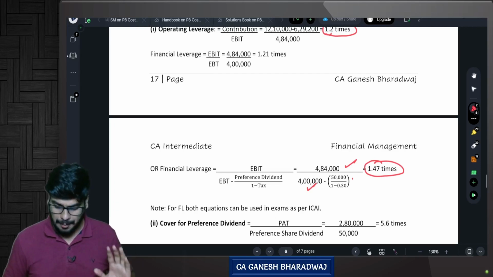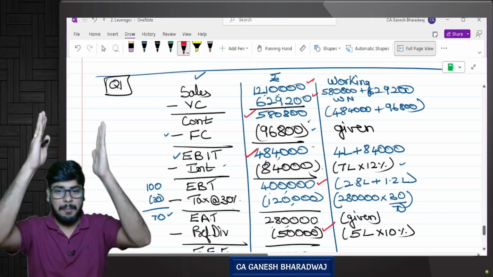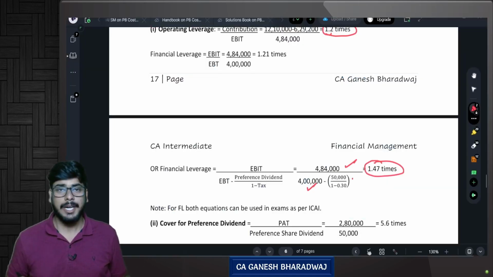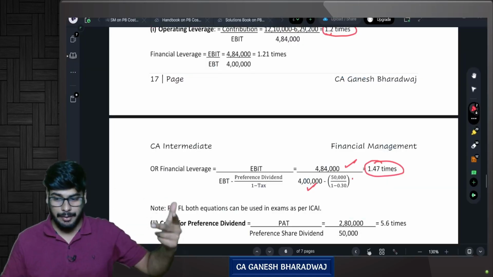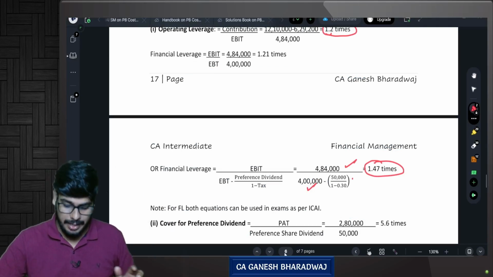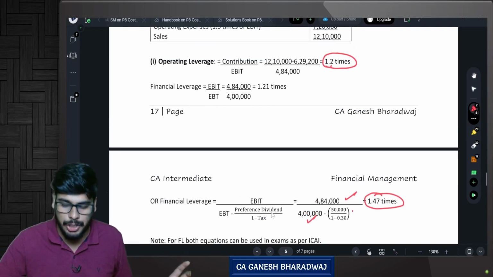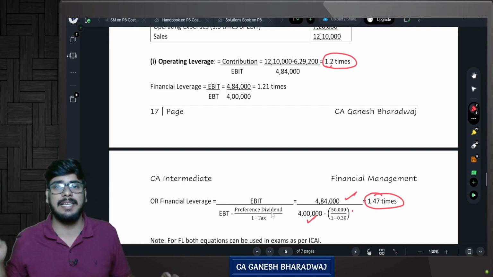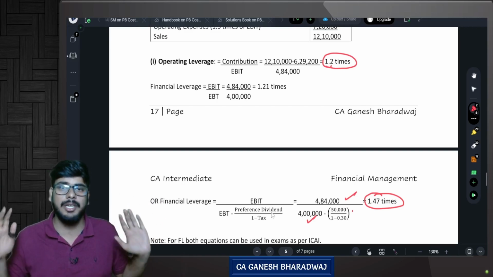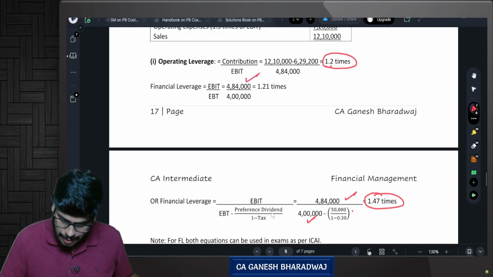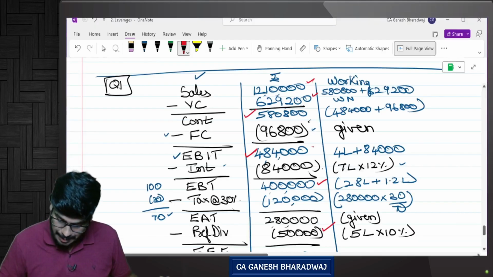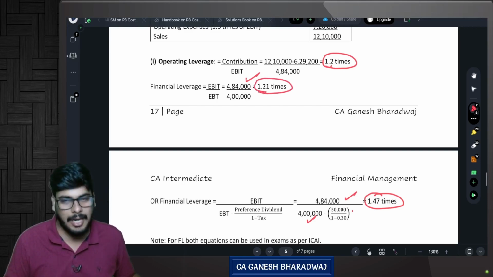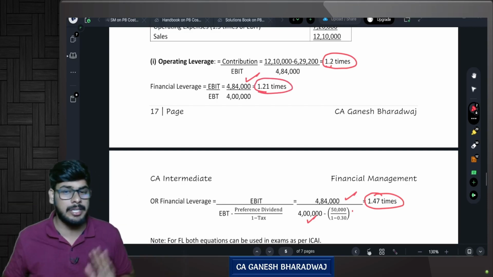Just a matter of plugging the figures. The main thing here is about preparing this income statement using the data given in the question. Are you clear with this? Now I told you, alternatively, even when preference dividend is available, sometimes institute is taking this formula, that is EBIT divided by EBIT minus interest, or in other words, EBIT upon EBT. Correct? So EBIT is 4,84,000. EBT is going to be 4 lakhs. So if you use this formula, you will get a financial leverage of 1.21. Obviously, the answer will change.